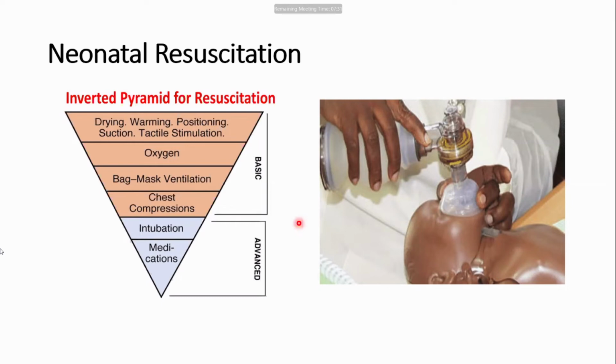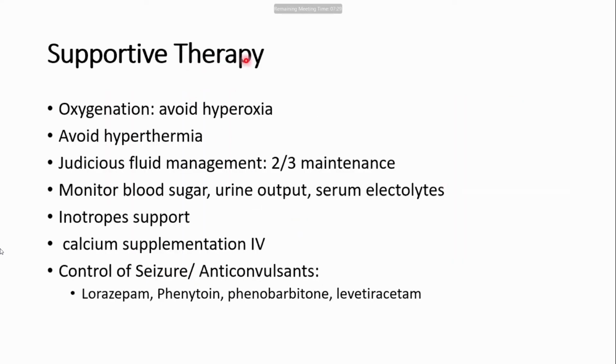Number two is supportive therapy. We take care of the oxygenation and we make sure that we do not want hyperoxia. If hyperoxia occurs, free radicals are generated and that causes more harm to the brain. So oxygenation is maintained. We keep on checking with the ABG. If there is hyperoxemia on the ABG, we decrease the oxygen content. Number two, avoid hyperthermia. Increased temperature also damages the brain.